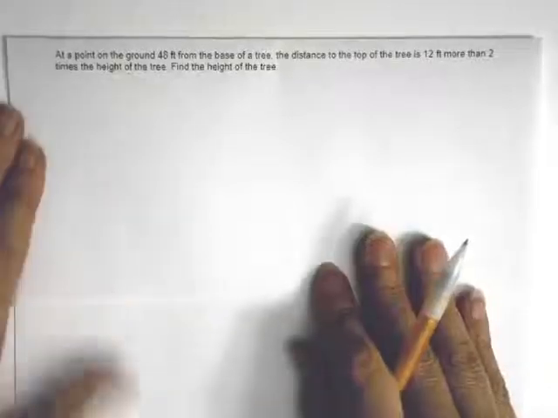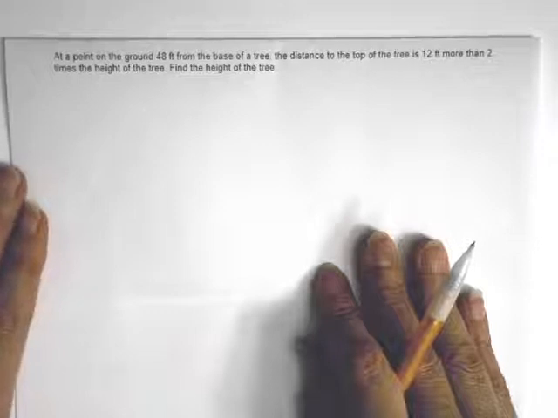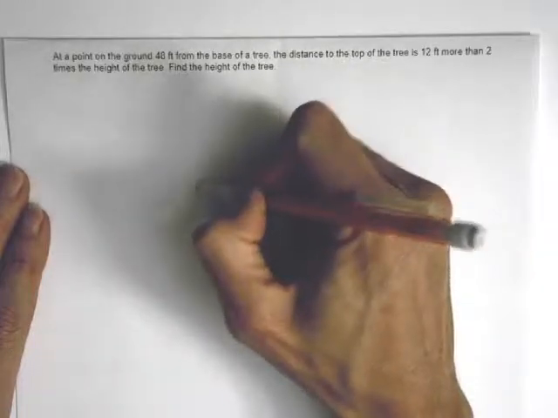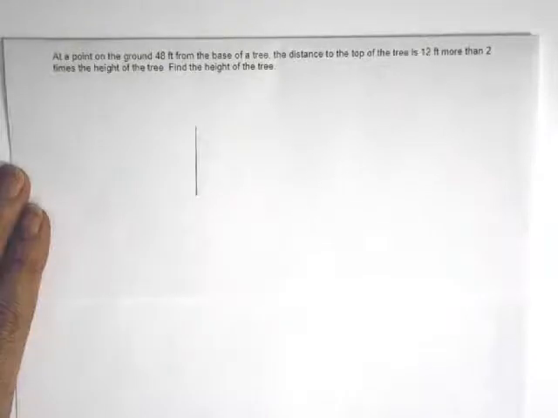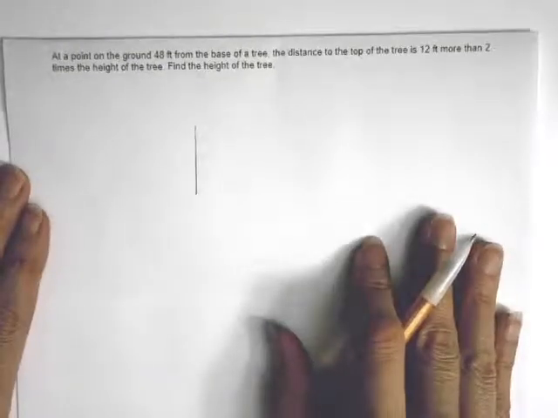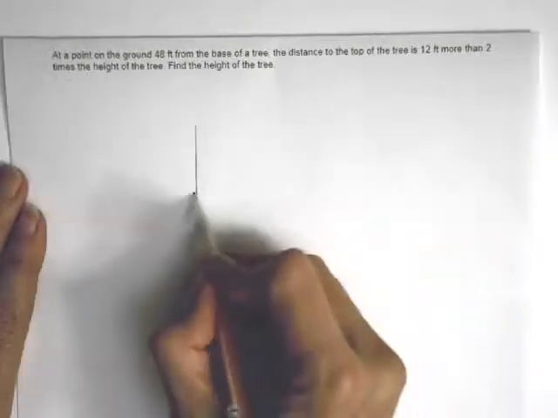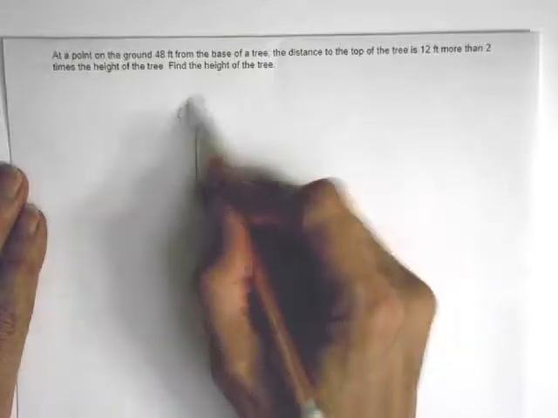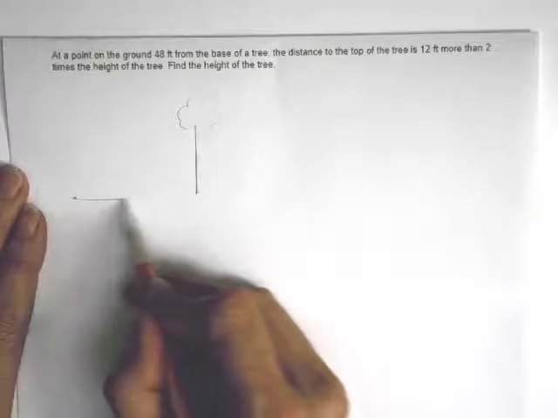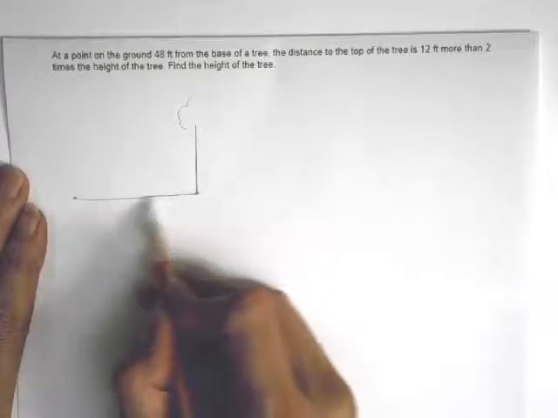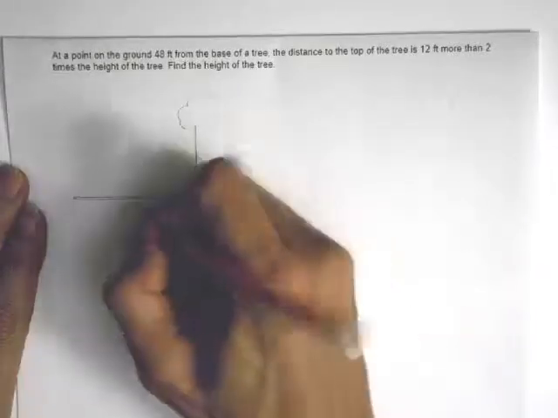Here's another example using the Pythagorean theorem to help us figure out the answer to this problem. So this problem talks about having a tree. So I'm going to pretend like this is a tree. And there's a point on the ground that is 48 feet from the base of the tree. So if this is the base of the tree, here's our tree up here. Then we have a point that's over here, and that point is 48 feet from the base of the tree.